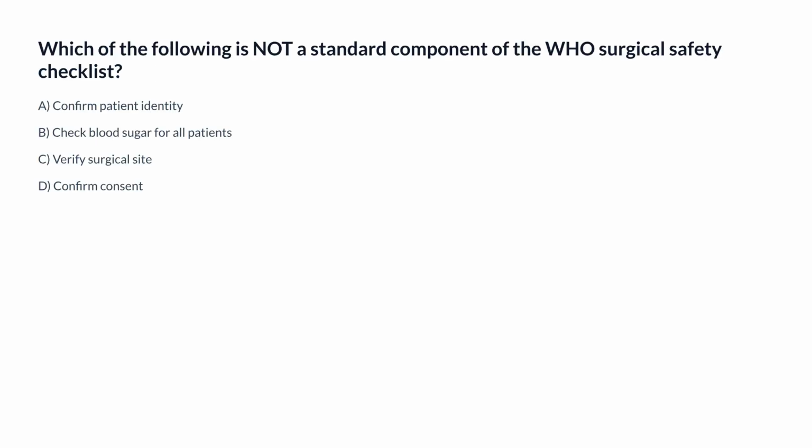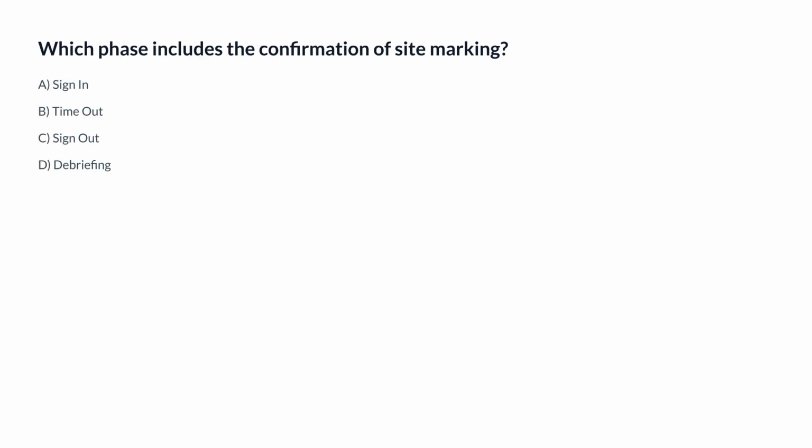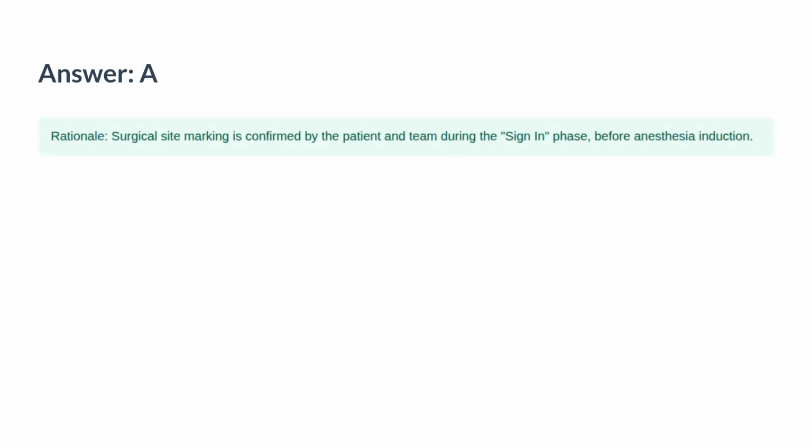levels in tissues. Which of the following is not a standard component of the WHO Surgical Safety Checklist? The answer is B. Checking blood sugar for all patients is not a mandatory component of the standard WHO Surgical Safety Checklist. Let's review this question. Which phase includes the confirmation of site marking? The correct answer is A, sign in. Surgical site marking is confirmed by the patient and team during this phase, before anesthesia induction.